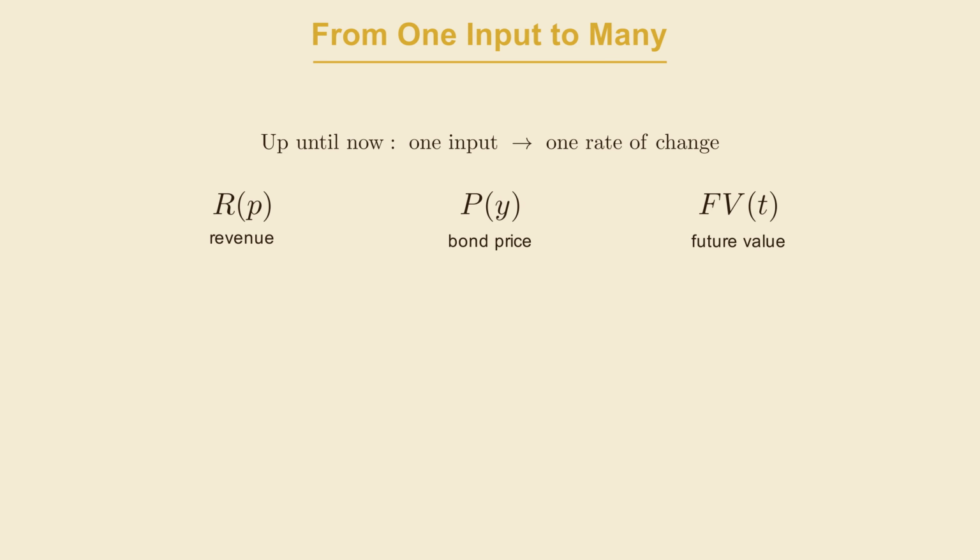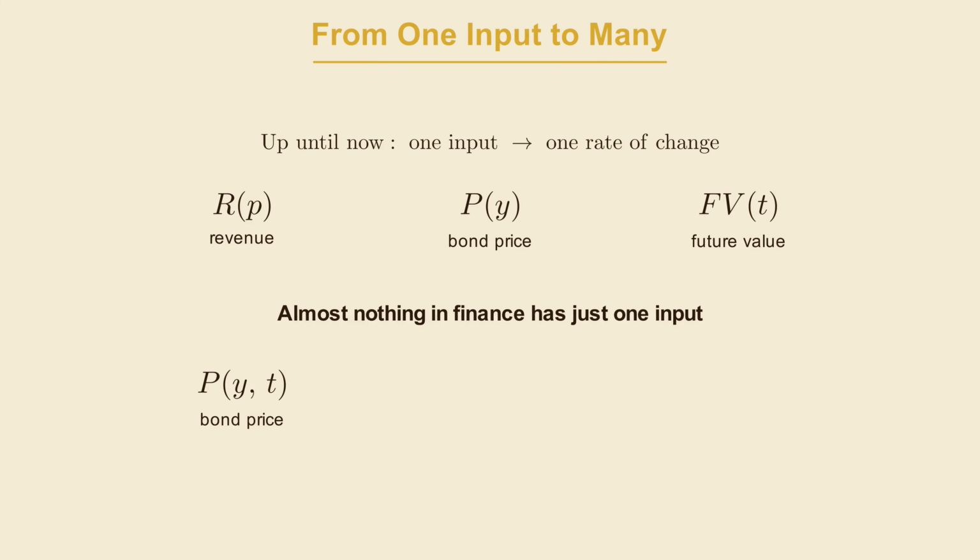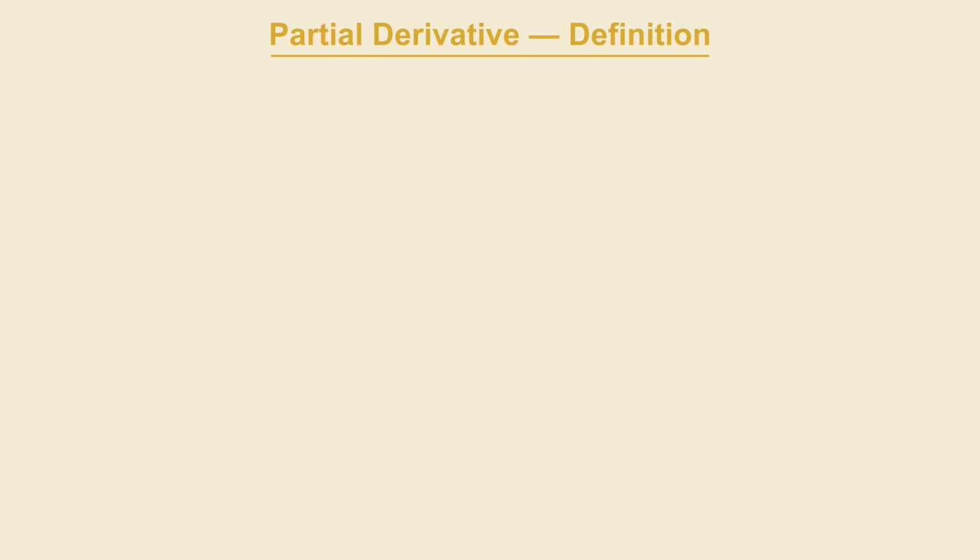The trouble is that almost nothing in finance is actually a function of just one variable. A bond's price depends on the yield and the time to maturity. A portfolio's value depends on every price in it. Even the future value of a deposit depends on the principal and the rate separately. We need a tool that lets us measure how an output responds to each input on its own. That tool is the partial derivative.